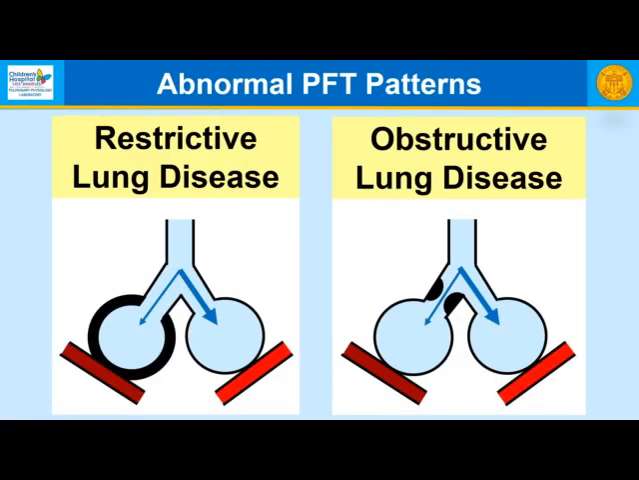Just to review what we've talked about in pulmonary function testing, there are basically two pulmonary function testing pattern abnormalities. Restrictive lung diseases are characterized by small lung volume and stiff lungs, and obstructive lung diseases are characterized by increased airway resistance and decreased maximal expiratory flow rates.